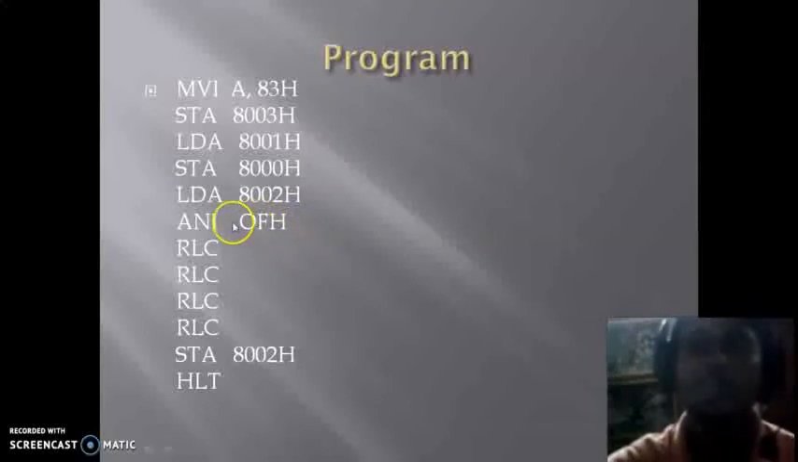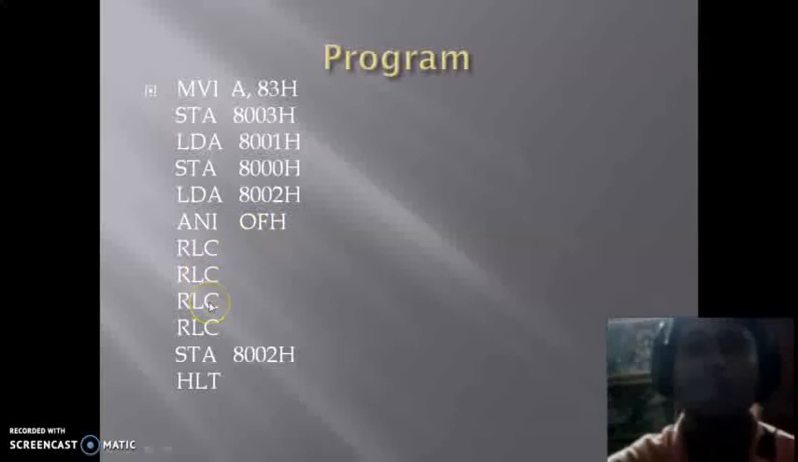So we will mask the upper nibble here by using an AND operation with 0FH. The lower nibble will remain the same, but the upper nibble will be equal to 0, and the lower nibble data we have to shift into the upper nibble side. So 4-bit shifts are needed, to the left-hand side. So we use 4 RLC, by which the 4 bits are shifted to the left, so the lower nibble is shifted into the upper nibble.